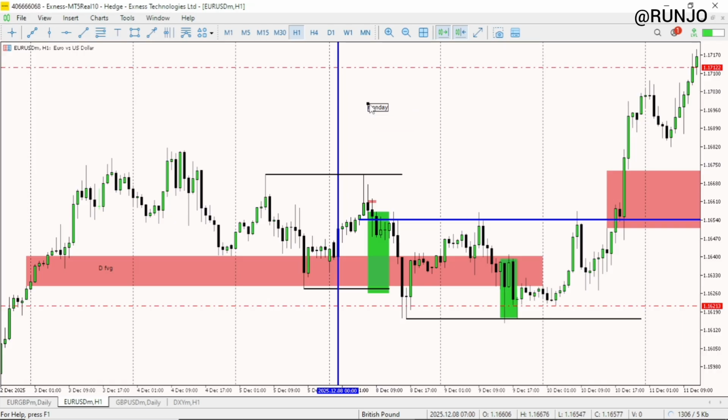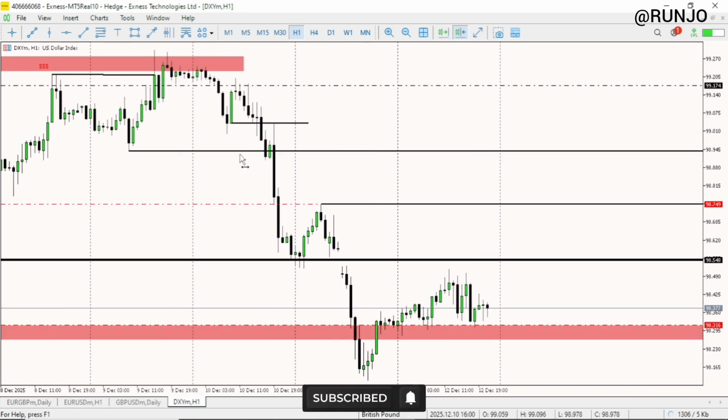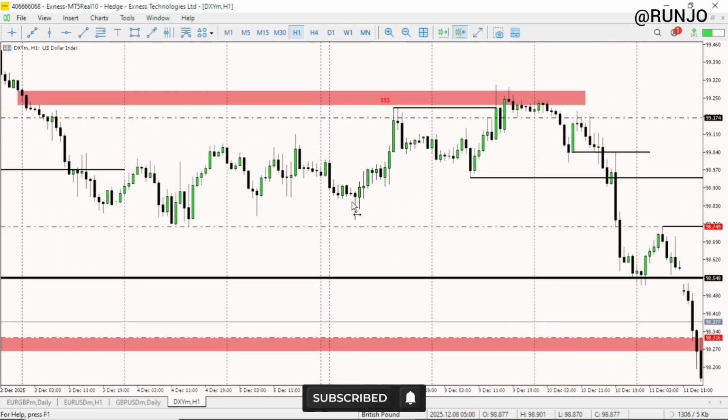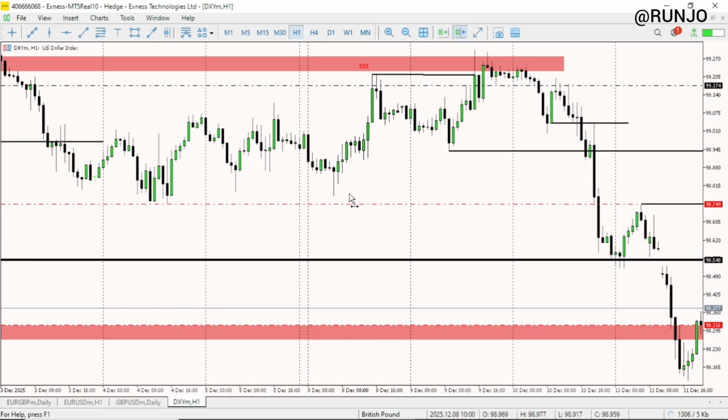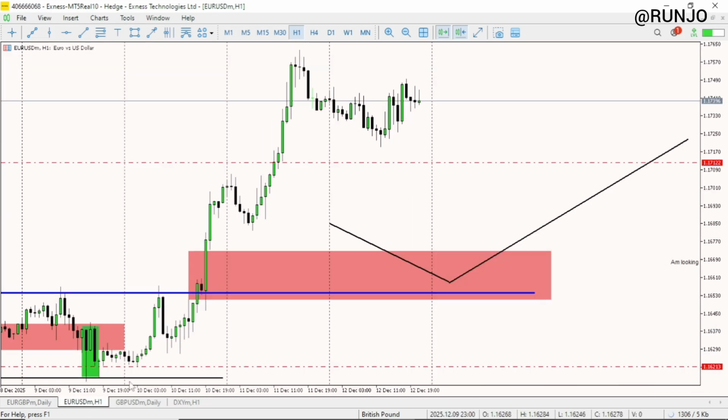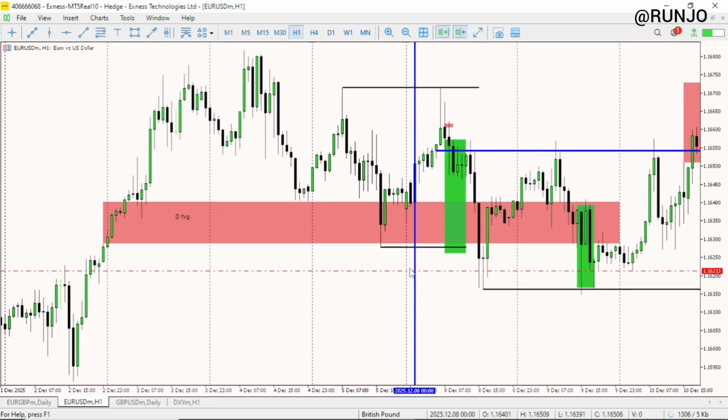I was looking for lower prices in Euro USD and in GBP USD. Coming to this conclusion, I first went to DXY. DXY gave me the thing I was likely to look out for. In DXY I was looking for higher prices, which means that for the inversely correlated pairs, Euro USD and GBP USD, I would be looking for lower prices.